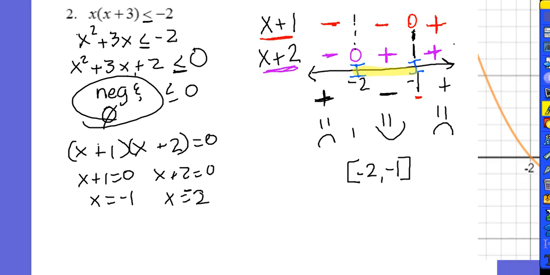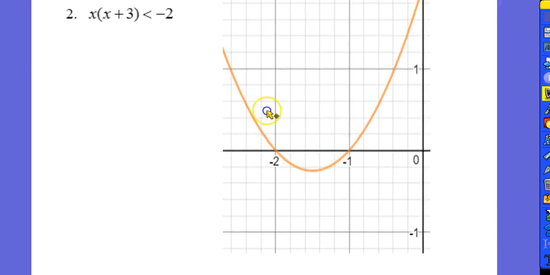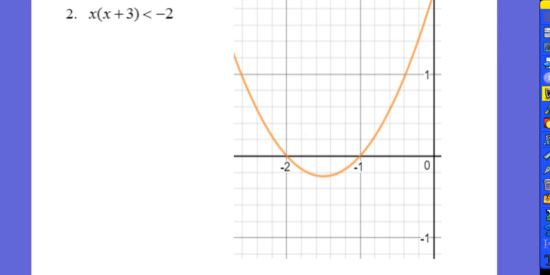And then, of course, the last thing I want to do is just bring in the parabola that is developed from this quadratic. You can see the zeros here, and you can also see that the negative solutions are between -2 and -1. And that's it for today's lesson. Thank you.